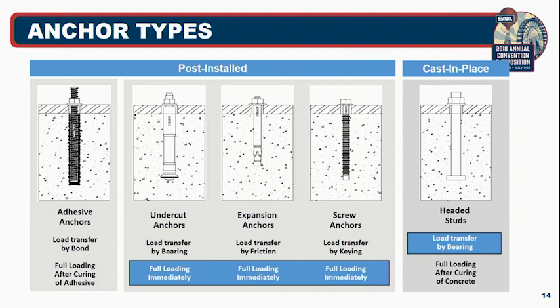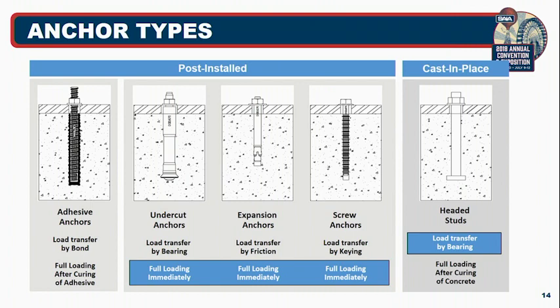Anchor types. Basically, anchors can be broken down into two main categories. You've got the cast-in-place anchors and the post-installed anchors. The cast-in-place anchors are actually placed before the concrete is poured. The post-installed anchors are installed after the concrete has cured. The post-installed anchors can further be broken down into two categories. You've got the adhesive systems and mechanical anchor systems.